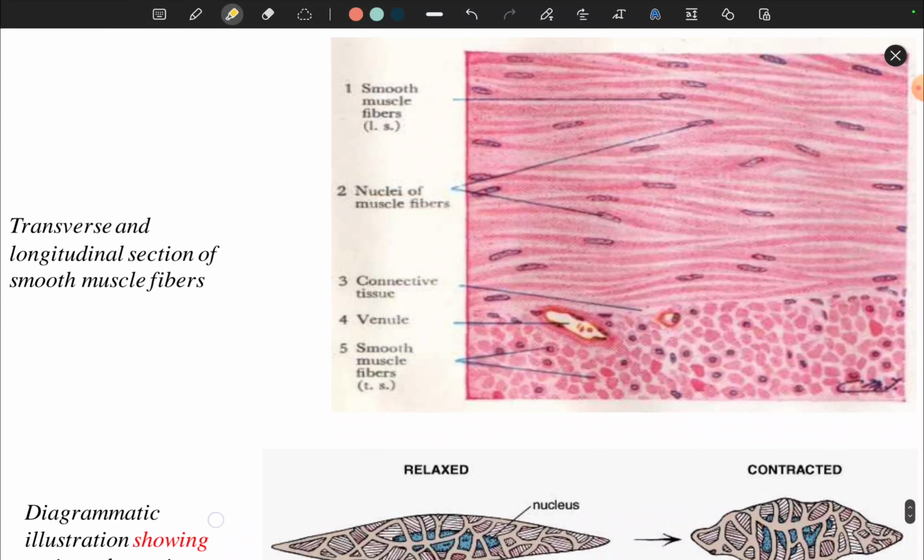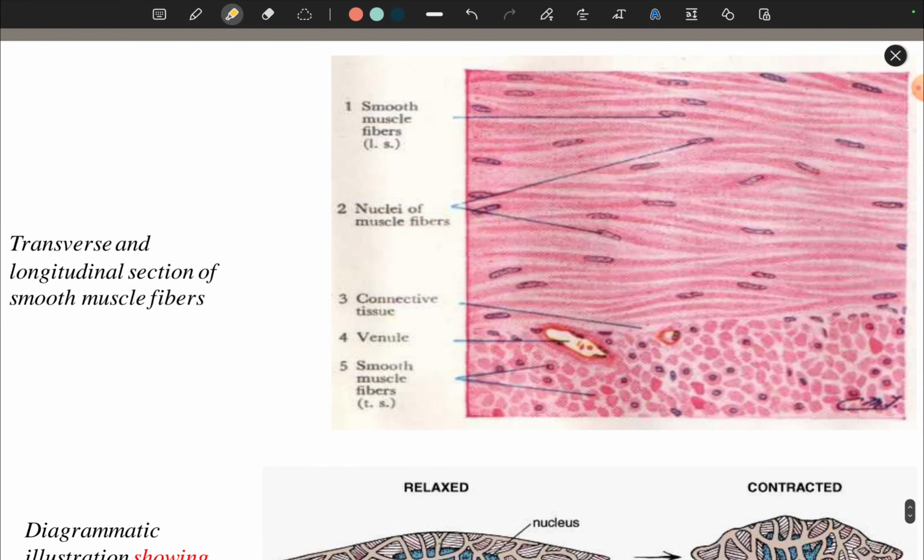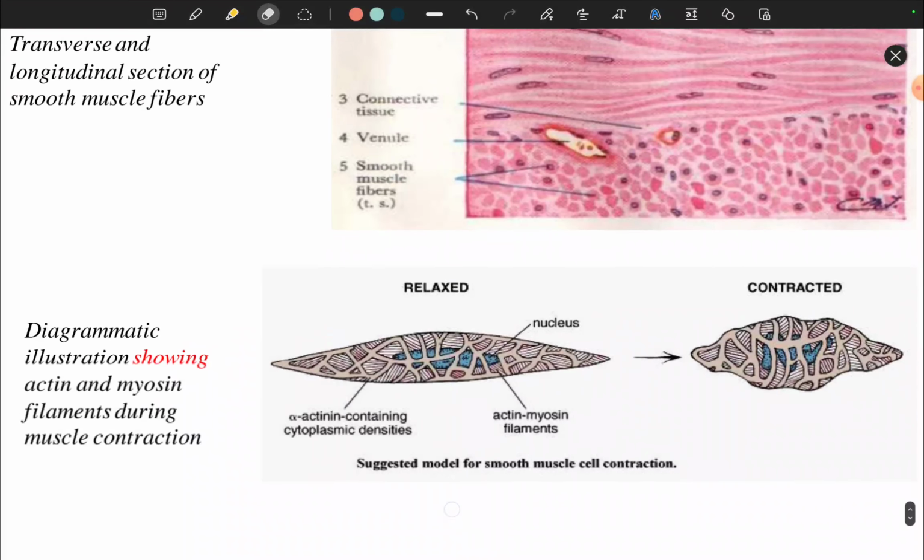This is the structure of the smooth muscle. In this image, we have a longitudinal section. So the cells are fusiform, broad at the middle and tapered at both ends, with a centrally located nucleus. And here you see the actin and myosin, how they are anchored or attached to the sarcolemma.